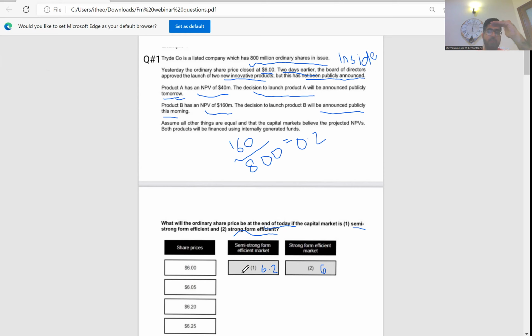In strong form, when this insider news comes out, the prices don't get affected by any of these insider news either. So in strong form, the prices will remain the same at 6. But in semi-strong form, they get affected by inside information. So both inside news items will come out, and the prices will increase by 0.2 per share and 0.05 per share. But for A, you're making the announcement tomorrow, so the price will increase tomorrow. For the end of today, only B, 0.2 per share, so 6.2 is the correct answer. Okay.